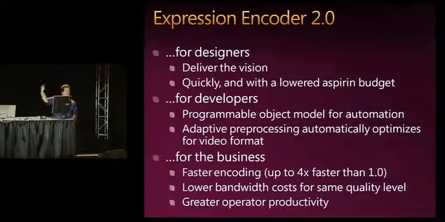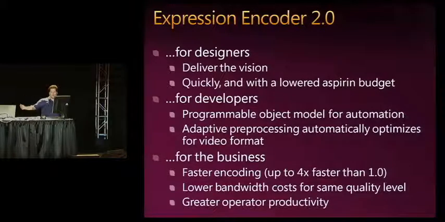It'll figure that out for you on the fly, even in the automated mode, which is always one of the big barriers to doing automated encoding before. On the business side, it's much faster. It's up to 4 times faster on a multi-core machine compared to Expression Encoder 1. That's a massive improvement.